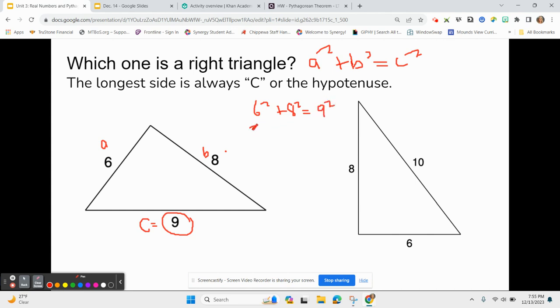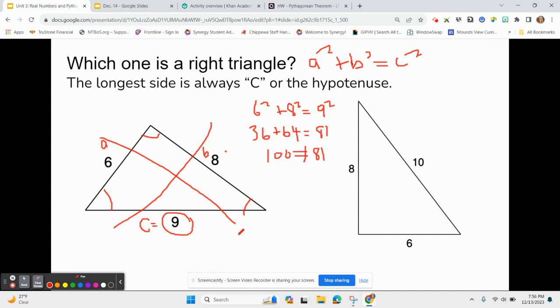My perfect squares give 36 plus 64. In order for the Pythagorean theorem to work, these two numbers must equal 81. Is that true? No. 100 does not equal 81. So I know that this triangle is not a right triangle. It's likely an acute triangle, but that does not qualify as a right triangle. So the triangle on the left does not work.